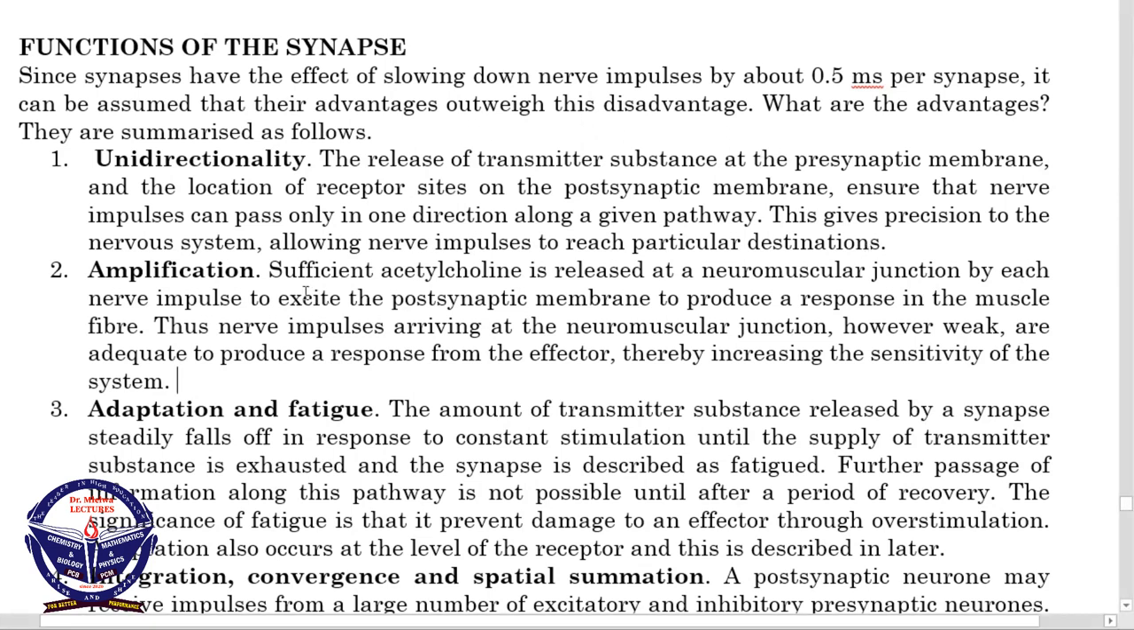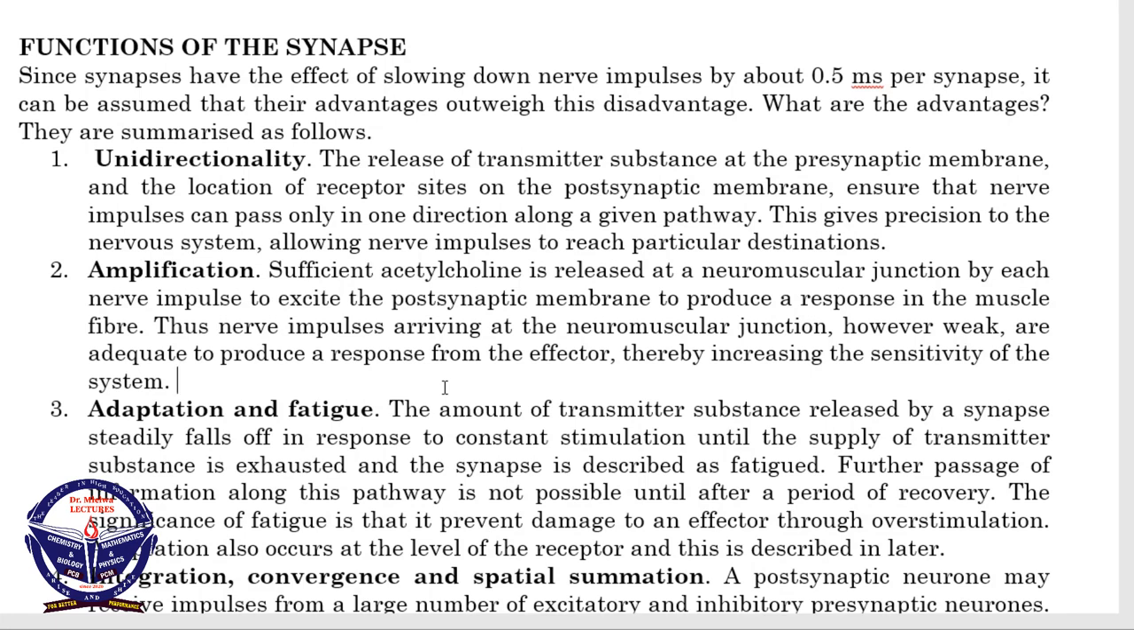Lakini the second thing is amplification. Kama nafahamu, amplify ni kama kukifanya kitu kikubwa. Now amplification, we are saying that sufficient acetylcholine is released at the neuromuscular junction by each nerve impulse to excite the postsynaptic membrane to produce a response in the muscle fiber. Thus, nerve impulses arriving at the neuromuscular junction, however weak, are adequate to produce a response from the effector, thereby increasing the sensitivity of the system. Kwa hiyo ni kwamba nerve impulse inaenda kwenye muscles, hata kama ikawa weak bado inakuwa na uwezo kusababisha muscle contraction.